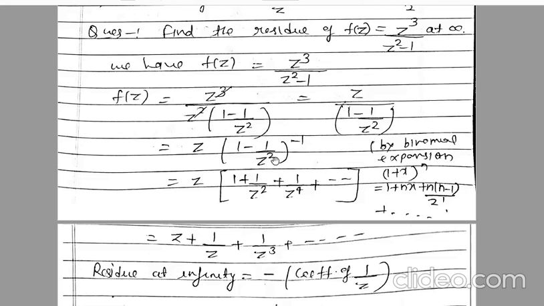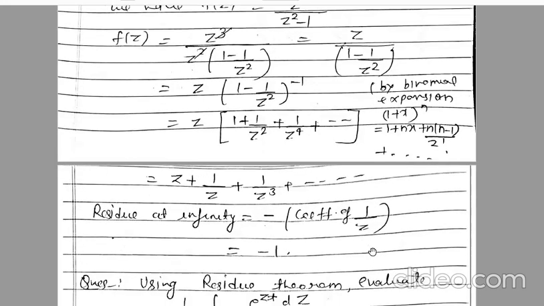So 1 plus x, where x is minus 1 upon z square, to the power minus 1, which is your n. So 1 plus nx: n is minus 1, x is minus 1 upon z square. So minus 1 will be positive sign, and it will give 1 upon z square. Plus n(n minus 1) upon 2 factorial into x square, that will also give you 1 upon z to the power 4, plus and so on. So this z is outside, you just multiply inside the bracket, and you will get z plus 1 upon z plus 1 upon z cube plus and so on.